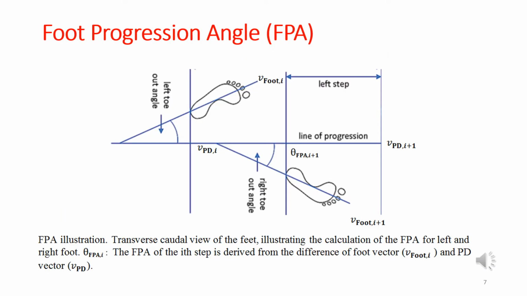The foot progression angle is defined as the degree of external rotation of the foot with respect to the direction of progression. The foot progression angle is measured at foot flat phase stance only. The accuracy of foot flat phase detection is critical for foot progression angle measurement.